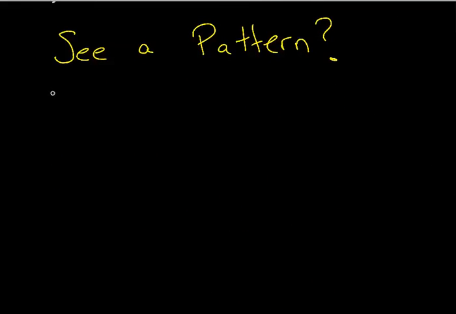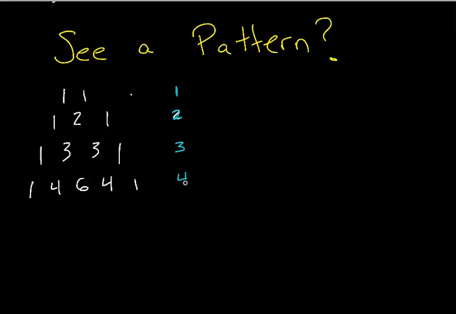Now, if I were to draw that out, it would look something like this: 1 and 1, 1, 2, 1. 1, 3, 3, 1, and 1, 4, 6, 4, 1. Okay, up here, this was for one item, this was for 2 items. This row was for 3 possible items, and this row was for 4.